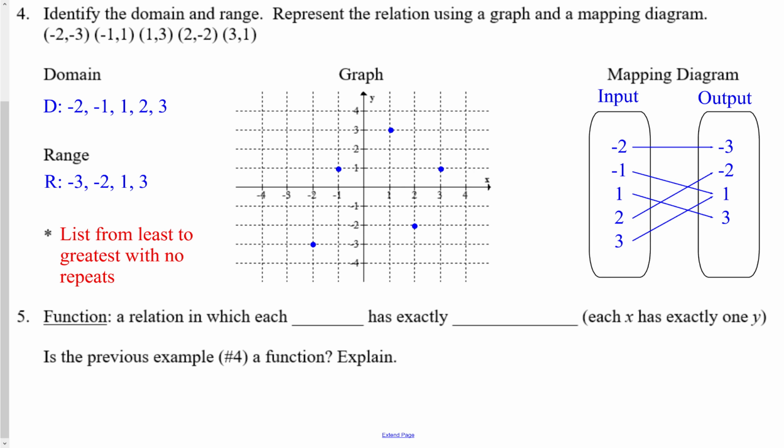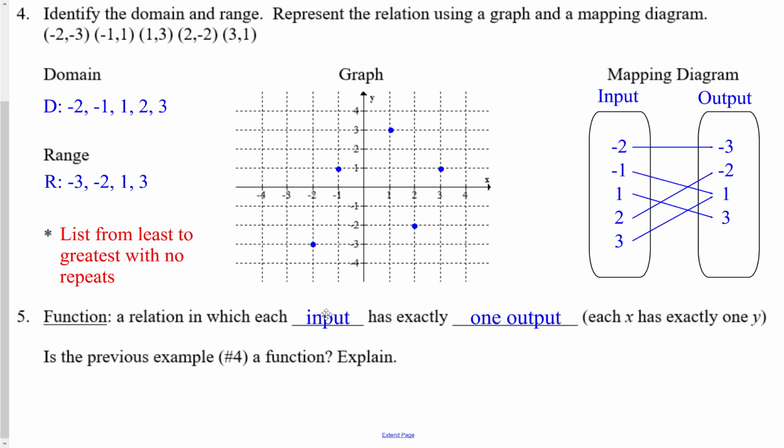Now, a function is a type of relation, but it's a specific type of relation. In a function, each input has exactly one output, or another way of saying it, each x coordinate has exactly one y coordinate. You cannot have the same input value or x coordinate connected or related to multiple different output values or y coordinates.